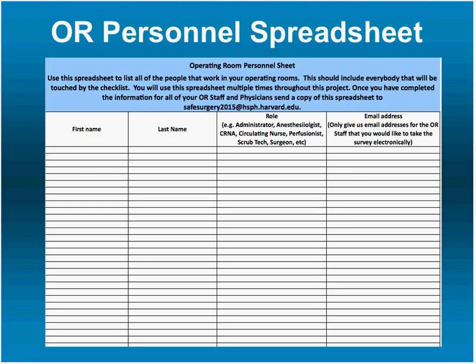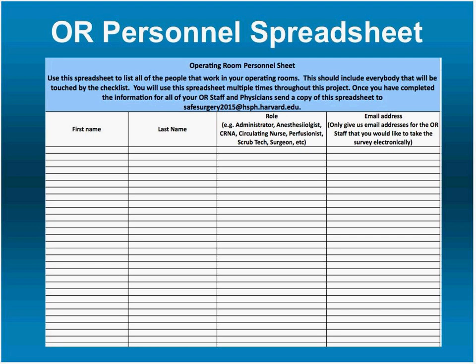Now here's a picture of the spreadsheet, and it's pretty simple. We're going to send you a copy of the spreadsheet in an email so that you will have it, and you can see that it has names, it has roles, which means the kind of jobs that the people do, whether they're an administrator, an anesthesiologist, a CRNA, a nurse, a perfusionist, or whatever job it is they do in your operating room. And then finally, an email address.